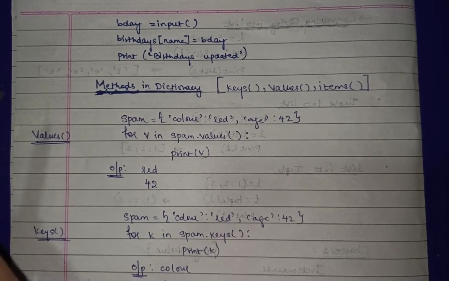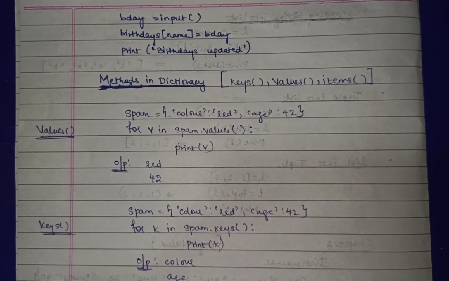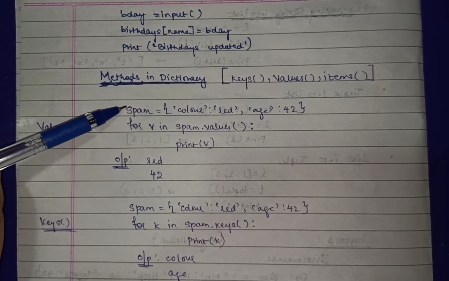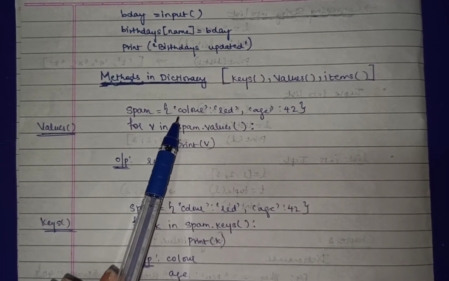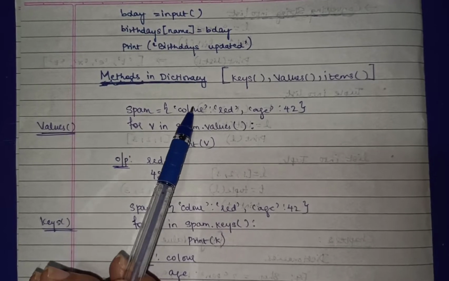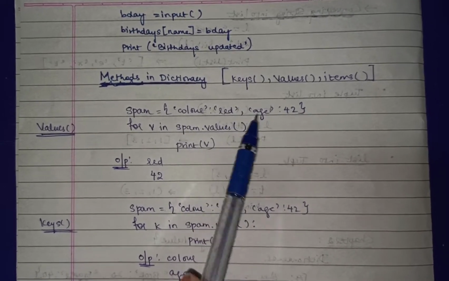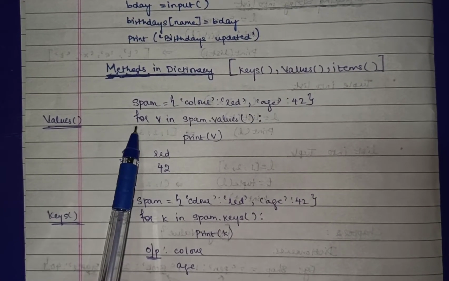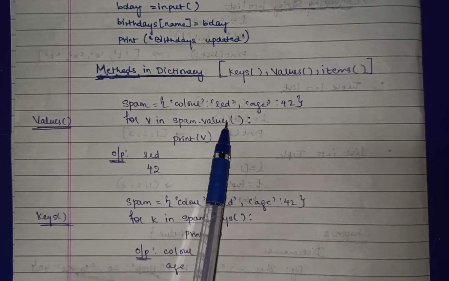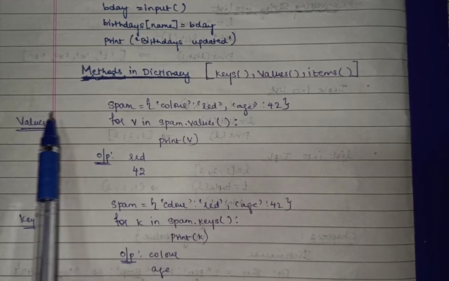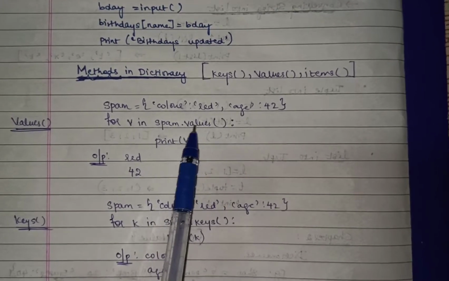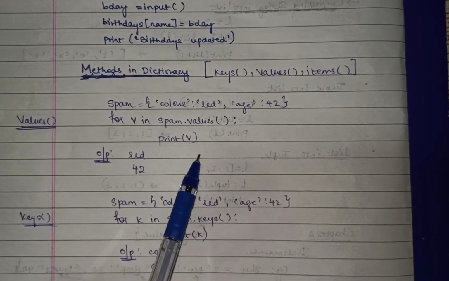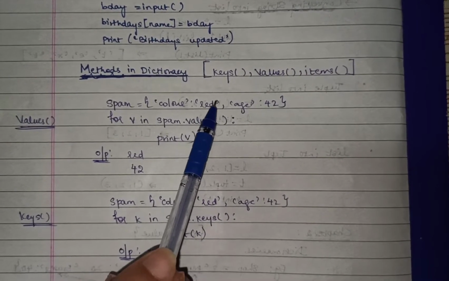Now coming to the methods in dictionaries, you have three main methods, that is keys, values and items. Suppose you have a dictionary spam that has two elements, that is color, which is a key, red is the value, age is a key, and 42 is the value. For using the values method, you use a for loop: for v in spam.values. You have to use the dictionary name dot the method name, that is values, and it will run the for loop. For every value in spam, the value will be printed. So here the values are red and 42, so that will be printed as output.